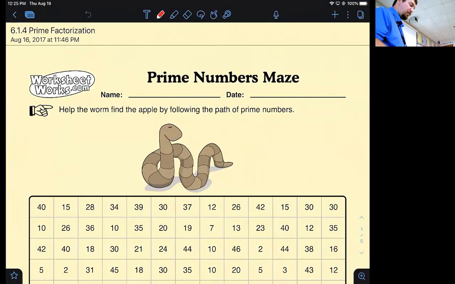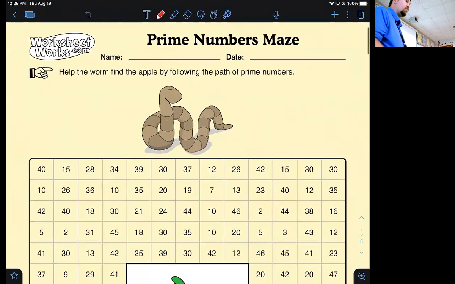We're talking about prime numbers today, and we're going to write prime factorizations, but we have to know our prime numbers first. So this is a prime number maze. You are the worm trying to get to the apple, and you can only travel through prime numbers. You can only travel upwards, downwards, rightwards, or leftwards. You cannot move diagonally.